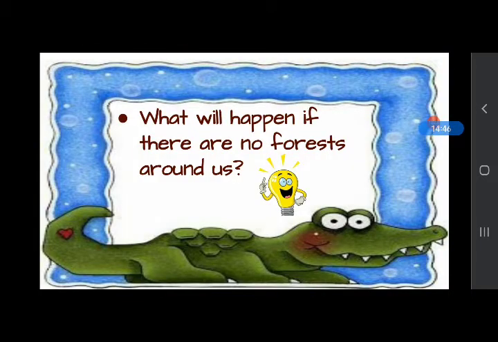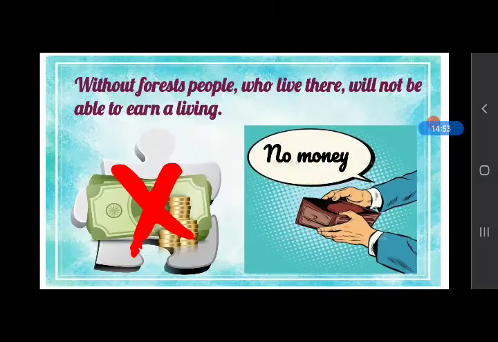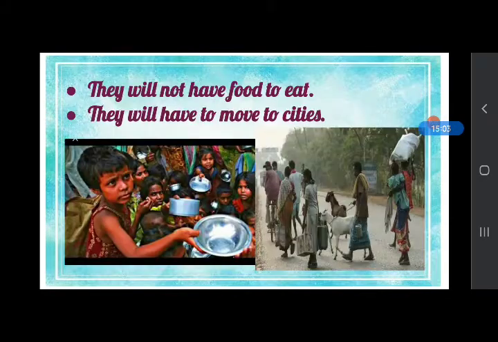Next question is, what will happen if there are no forests around us? People who earn a living by selling these things will not be able to earn money. They will not have food to eat. They will have to move to cities. And one should be careful not to remove forest land as it is very important.